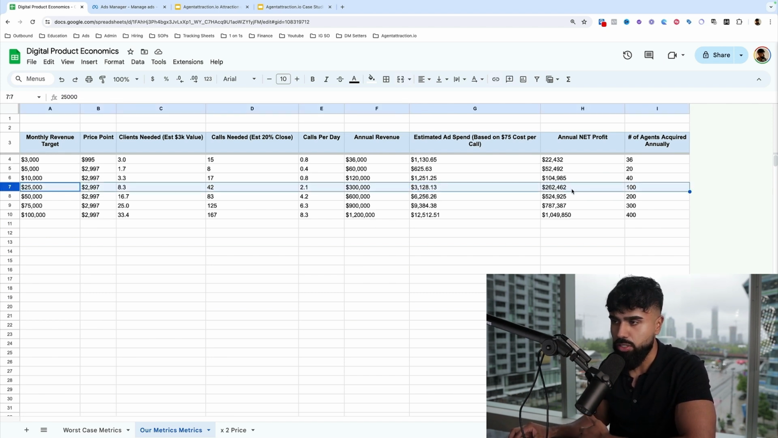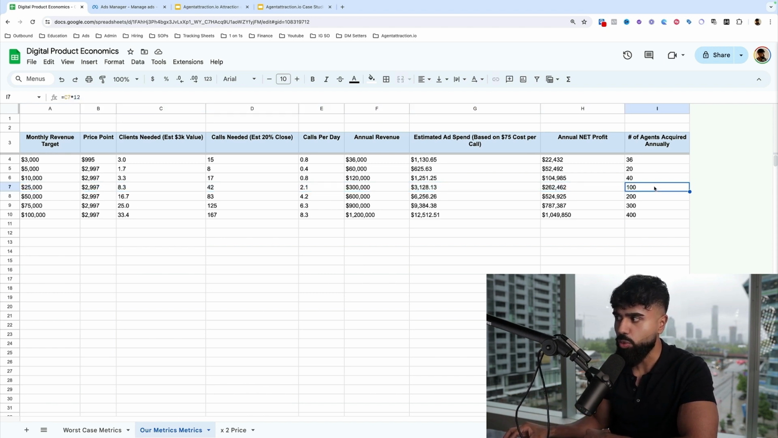At the end of the year, without considering team member costs, payroll costs, expenses, taxes, legal, all this sort of stuff, putting that aside, you can profit about $260 to $270 thousand at the end of the year just by selling a digital product. More importantly, by the end of the year, you will have acquired 100 agents that you can now bring into your organization, into your tier 1 downline.